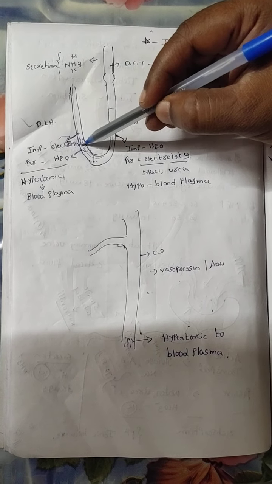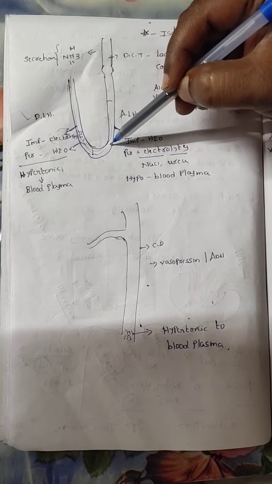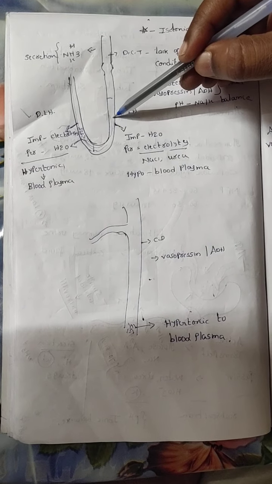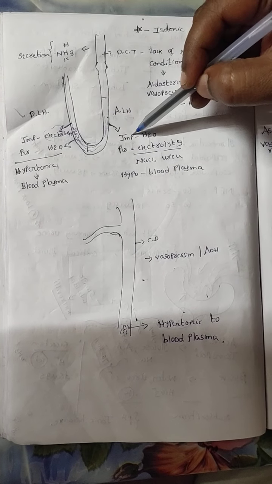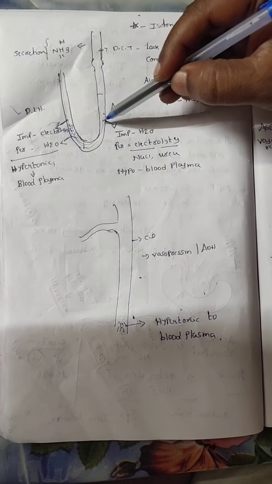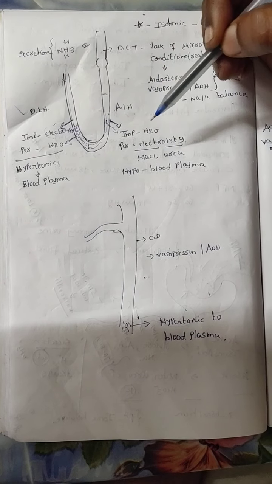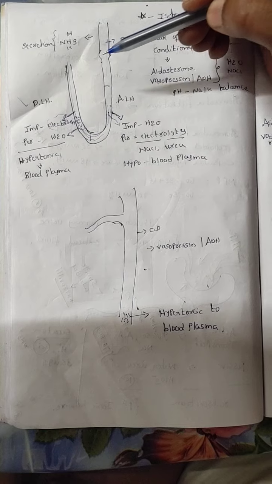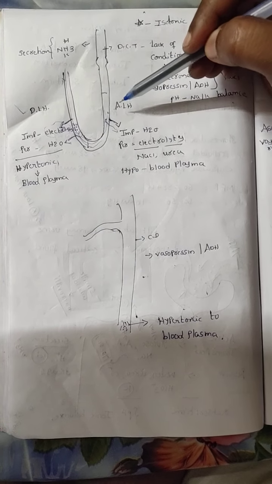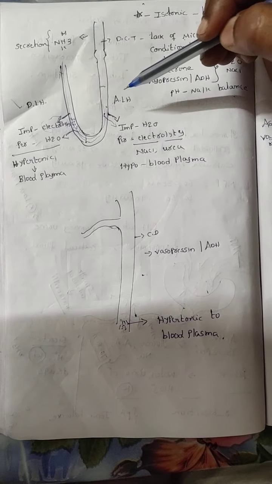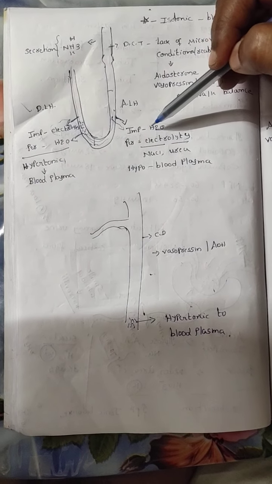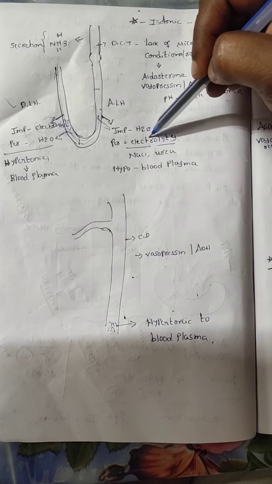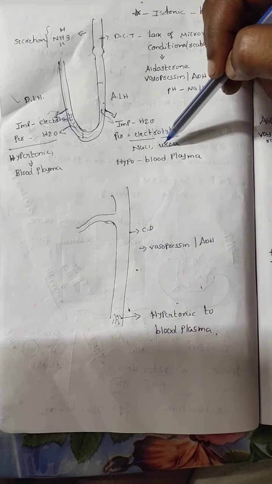Then the remainder enters into the ascending loop of Henle. The ascending loop of Henle is impermeable to water and permeable to electrolytes. Very important: in the nephron, which part is impermeable to water? The ascending loop of Henle is the only part impermeable to water, and it is also permeable to electrolytes. Which electrolytes? That is NaCl and urea.